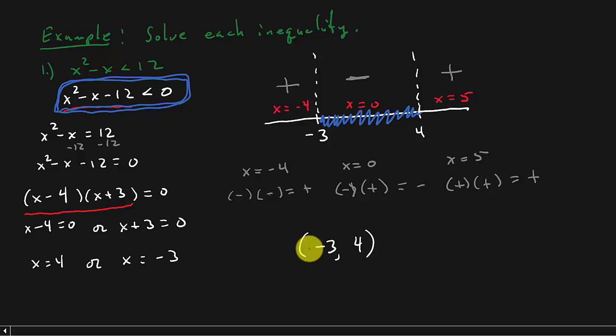And we use the parentheses because it's not less than or equal to. Remember, parentheses means the -3 and the 4 are not included. And if you remember, brackets would mean that the -3 and 4 are included. But since it's just less than, that means we just use the parentheses. And so this would be your solution here.